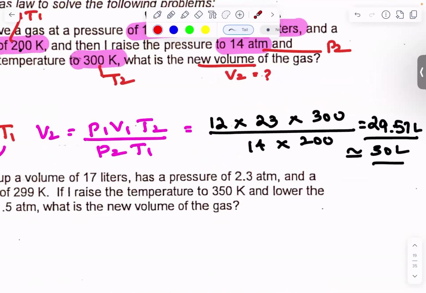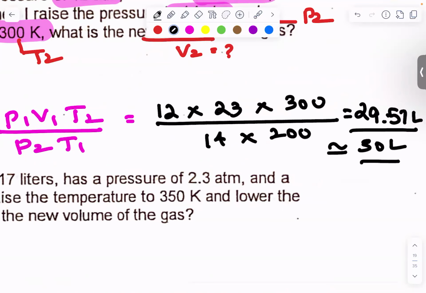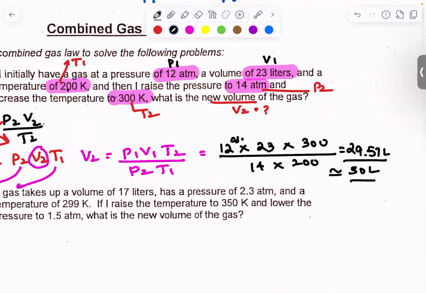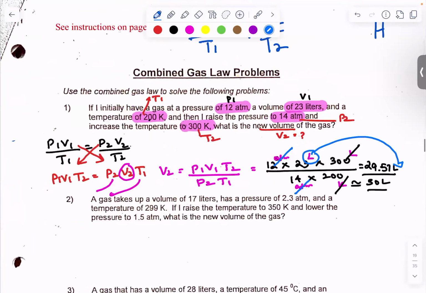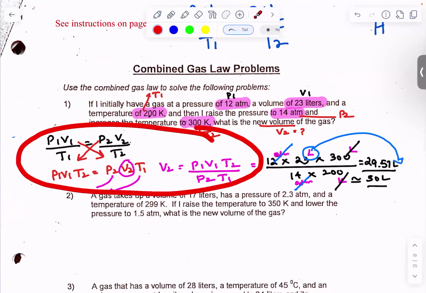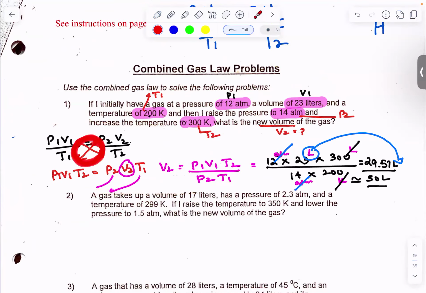I'm so sorry I didn't put the units. I can do it right now. This would be ATM, this would be liters, this would be Kelvin, this would be ATM, and this would be 200 Kelvin. So Kelvin will be cut by Kelvin, and ATM will be cut by ATM, and we are left with only liters. I hope it clearly makes sense. Don't forget this point. I think this cross multiplication is clear.